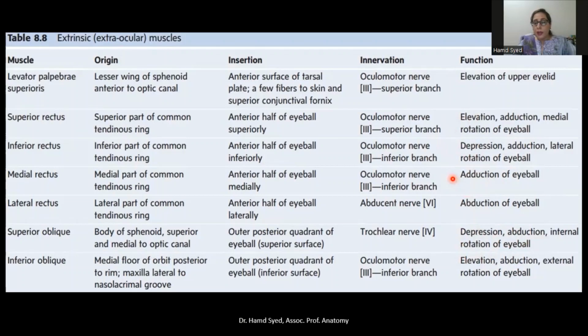And then coming to the action of intorsion and extorsion, we can see both the superior muscles, that is superior rectus and the superior oblique, intort the eyeball, that is they provide medial rotation, also known as internal rotation of the eyeball. Whereas the inferiors, that is inferior rectus and inferior oblique, are external rotators of the eyeball.